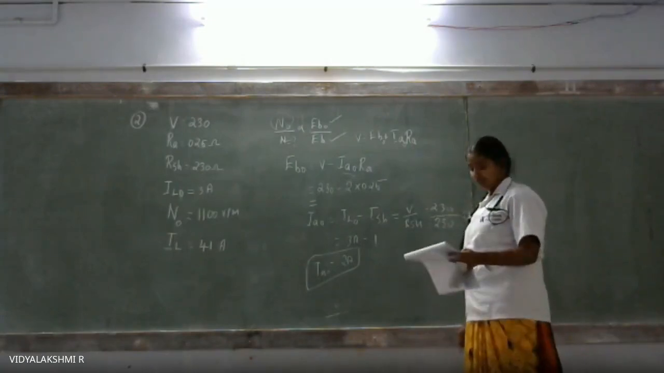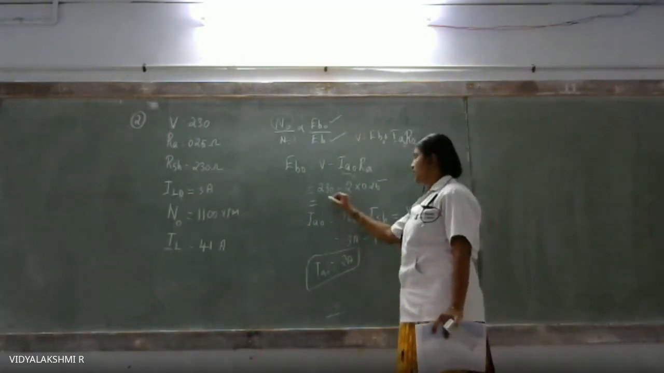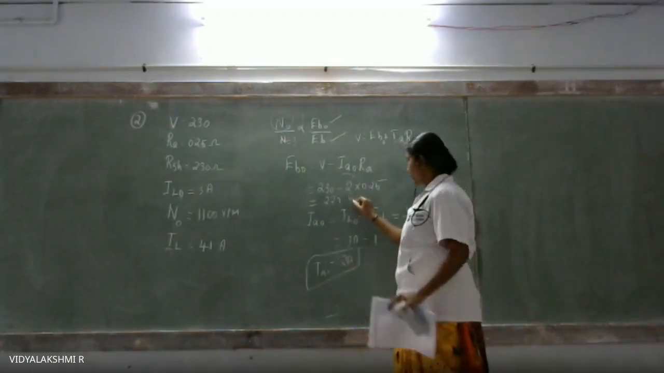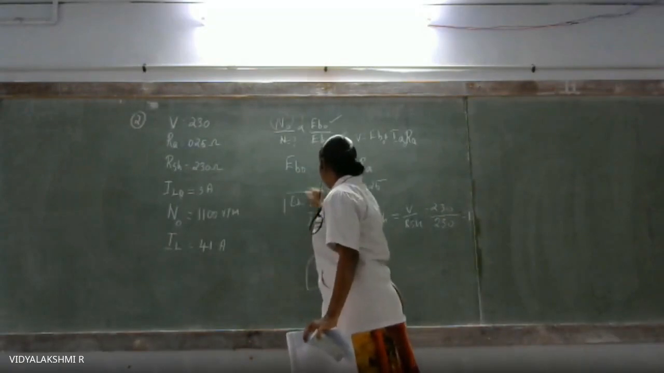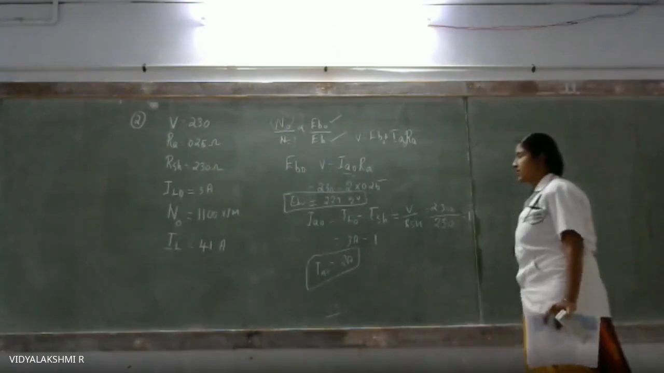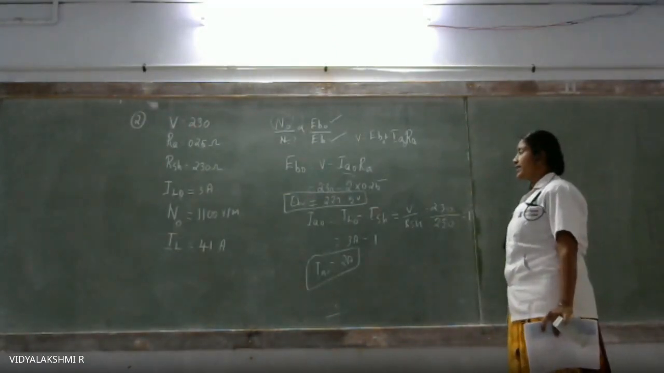What is the value? 229.5 volts. This is my EB naught. Am I correct? I have found out the EB naught.